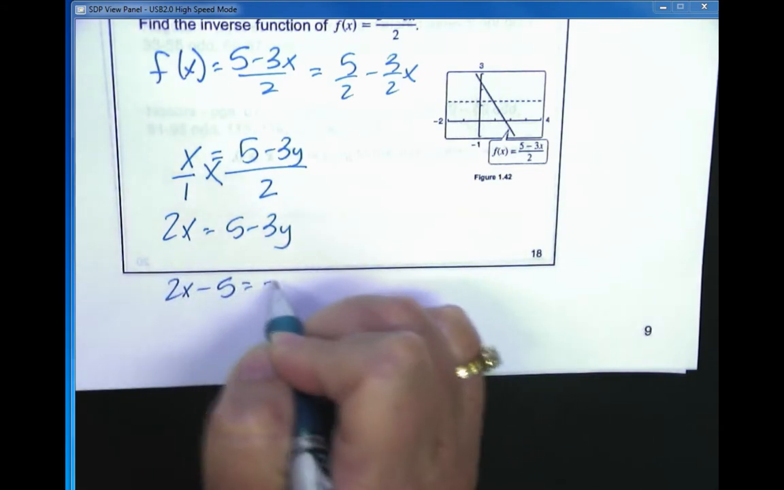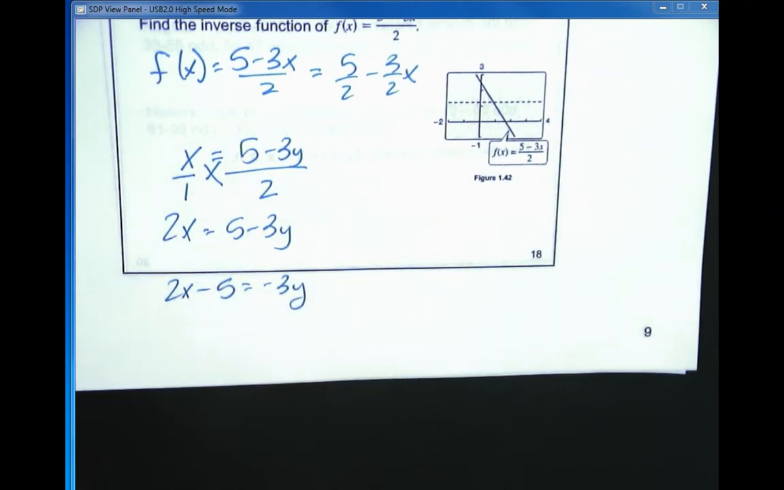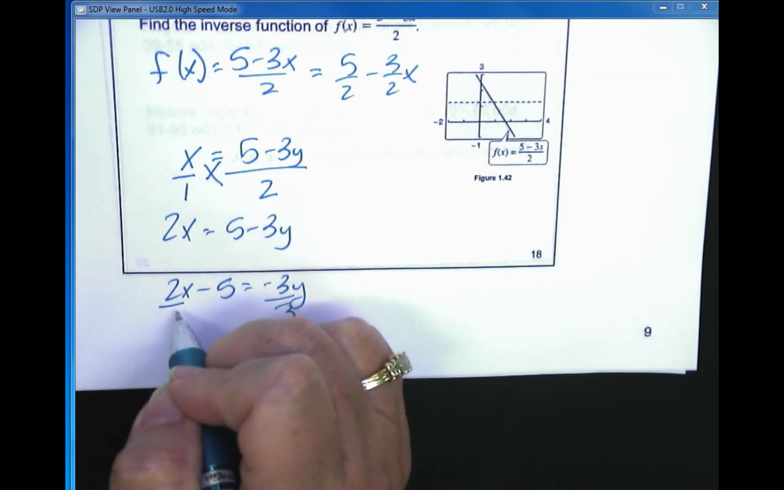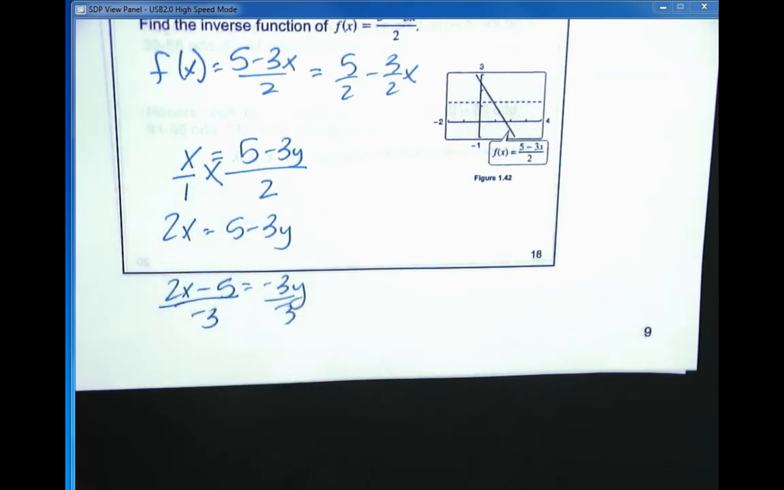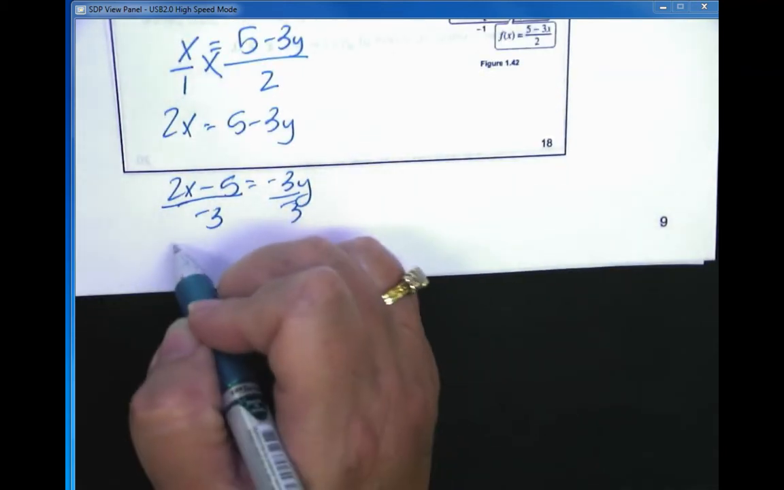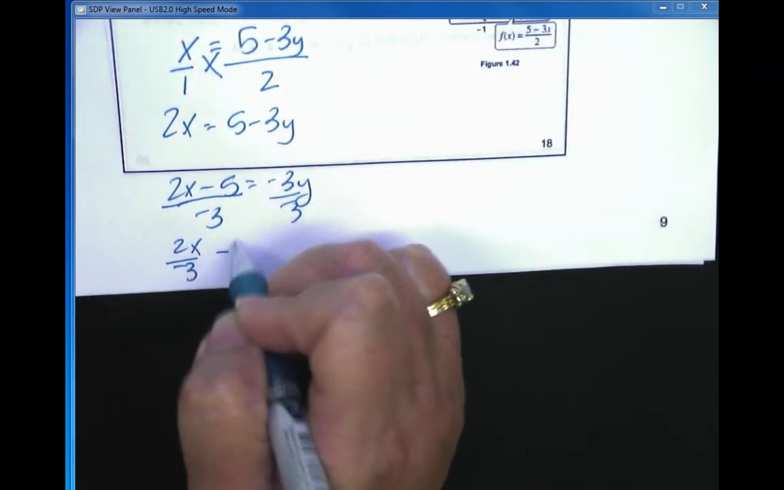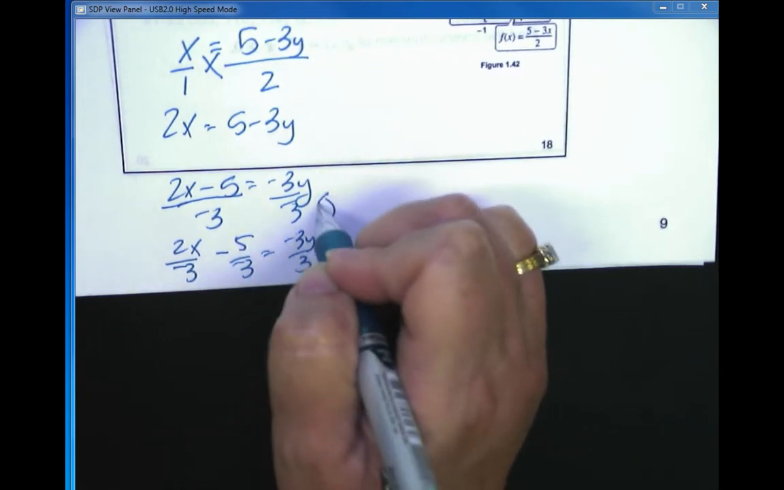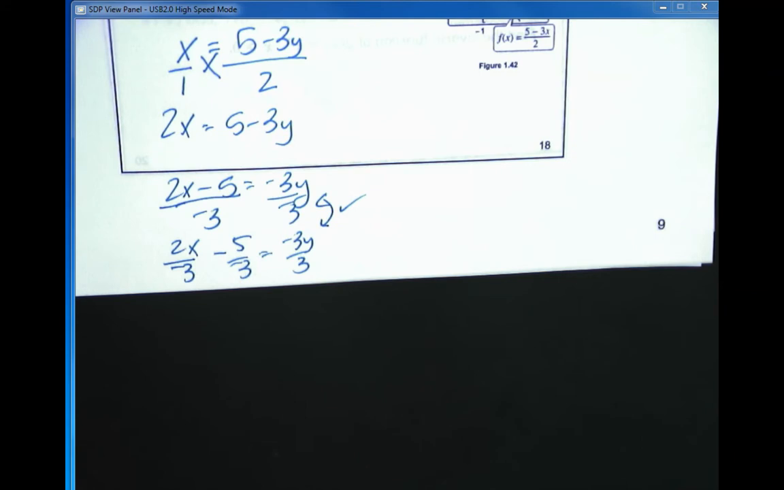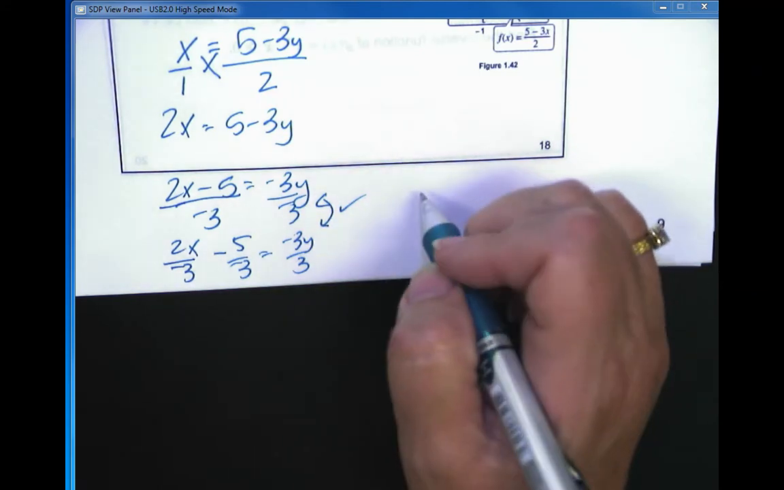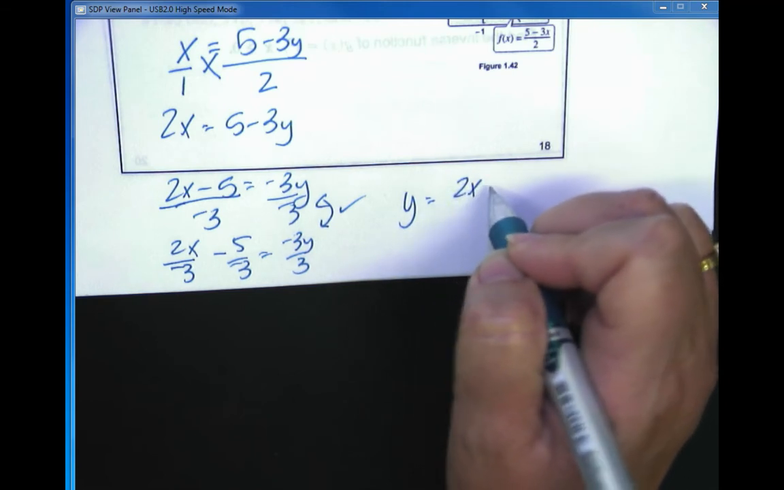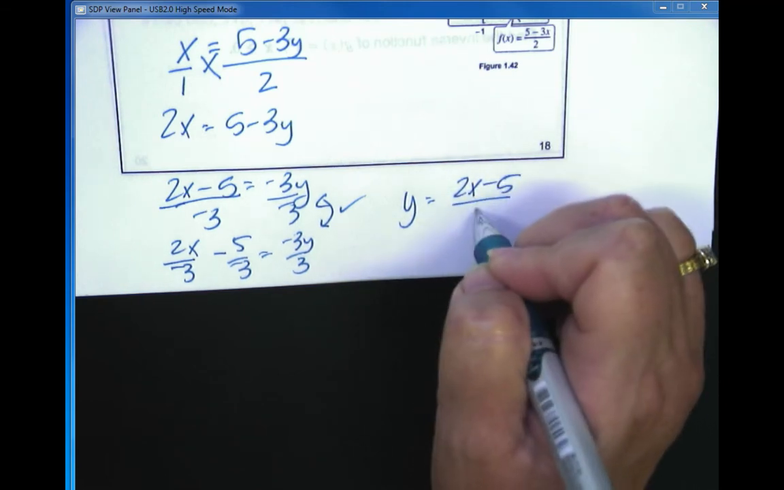Subtract the 5. And then you'll do what? Divide by negative 3. Everything by negative 3. Can you write this as dividing everything by negative 3? Yes, or can you split it up as well? So can you do 2x divided by negative 3 minus 5 divided by negative 3? Yes, either way is fine. Both are okay, right? I don't care. So what's the inverse at the end of the day? y equals 2x minus 5 over what?